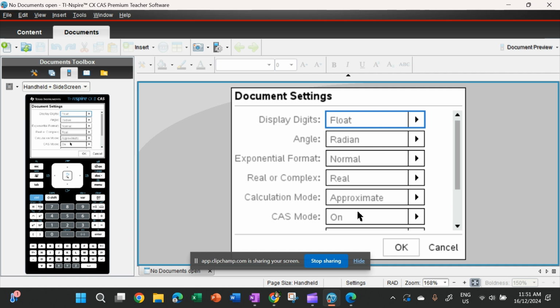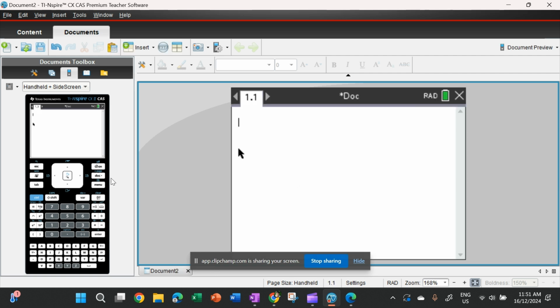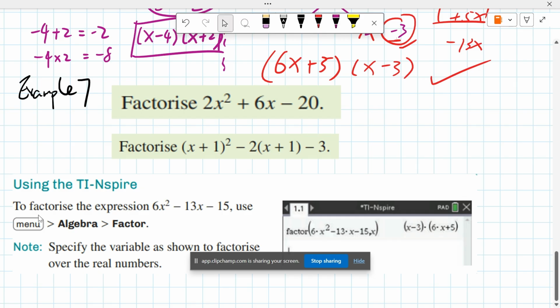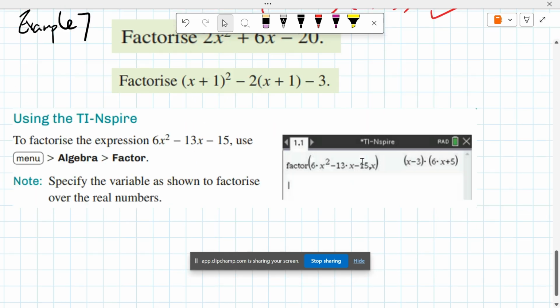In document settings, we change this one to exact. Yeah, we're back again. So we do menu, algebra, factor. So 6x squared minus 13x minus 15 comma x. You will see that's exactly what we have for this cross product. Hopefully that all makes sense from now on.